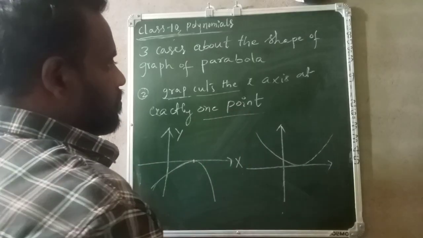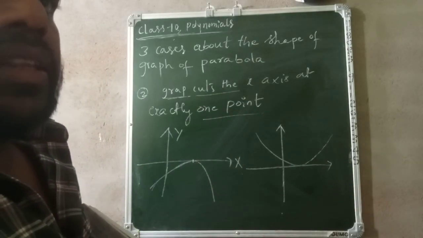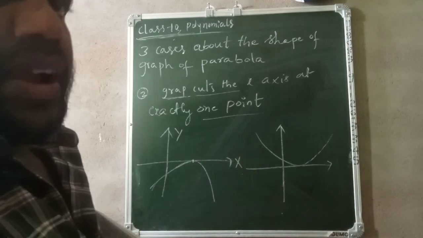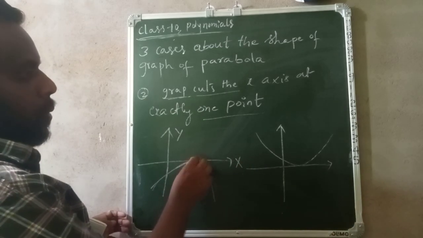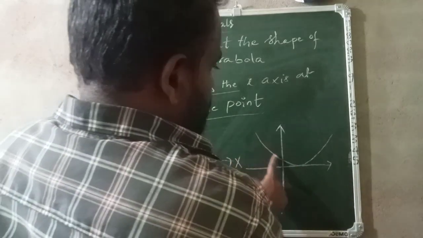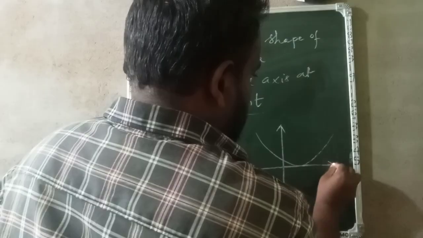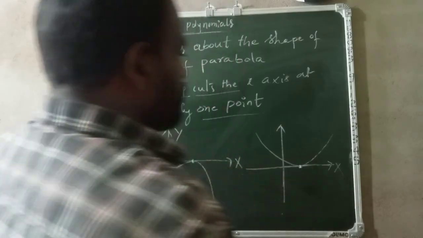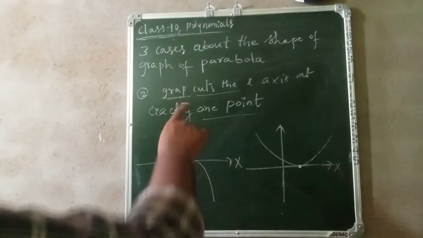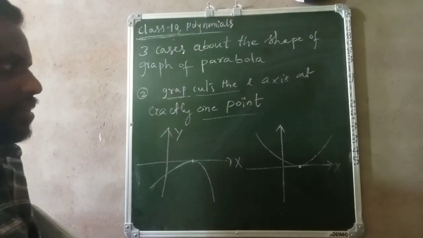Graph means this curve. You can see this curve is cutting this x-axis at only one point. Exactly one point. In the previous case we have seen the curve was cutting the x-axis at two different points, correct? Here you can see it is cutting the x-axis at only one point. Even here, this curve is cutting this x-axis at only one point. Okay? So that is the meaning of graph cuts the x-axis at exactly one point.